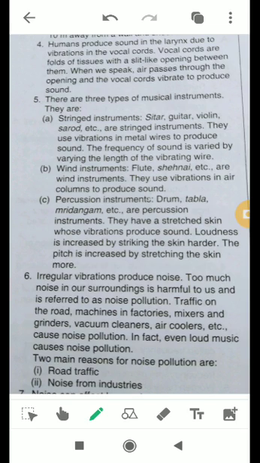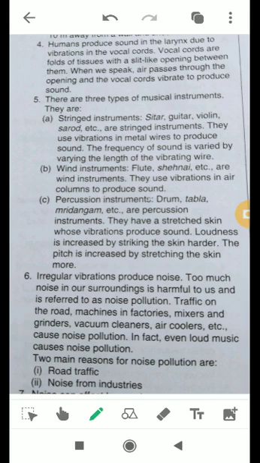3 types of musical instrument are stringed instrument, sitar, guitar, violin. They use vibrations in metal wires to produce sound. The frequency of sound is varied by varying the length of the vibrating wire. Wind instruments: flute, shehnai, etc. are wind instruments. They use vibration in an air column to produce sound.